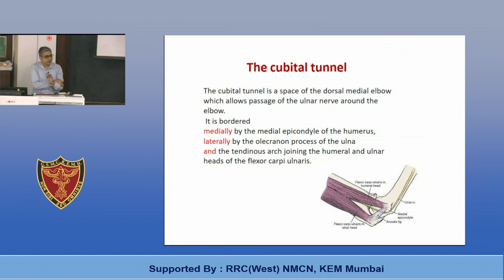Medially it is bounded by the medial epicondyle, laterally by the olecranon process, and between the two heads of the flexor carpi ulnaris there is a ligament present. The tendinous arch is present. Below this tendinous arch, the ulnar nerve crosses. So with tightening of this, malunion or malformation may lead to compression of the ulnar nerve in this region, the cubital tunnel. So that is cubital tunnel syndrome. Just like carpal tunnel, there is a cubital tunnel syndrome also. There will be no mistake there, it is the cubital tunnel. Okay. And in that case, the ulnar nerve is involved.